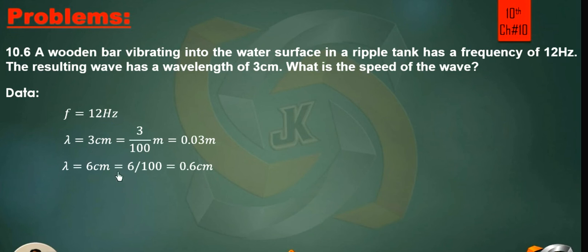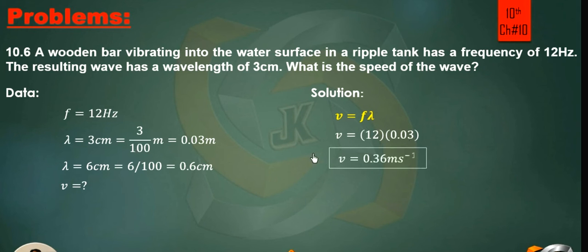The resulting wave has a wavelength of 3 centimeter. What is the speed of the wave? We have to find v, that is speed of the wave. Don't get confused with the wavelength, that is 6 centimeter written. We will use wavelength which is given in the question, 3 centimeter. Examiner can change it to 6 centimeter.